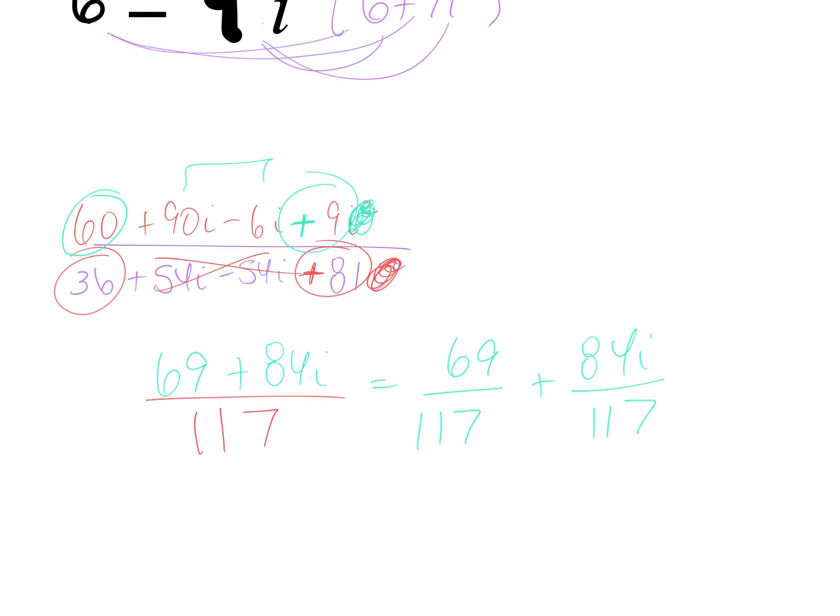How do you know if 3 goes into a number? Add up the digits. What's 9 plus 6? 15? 3 goes into 15. What's 7 plus 1 plus 1? 9. 3 goes into 9. So you can divide this by 3.